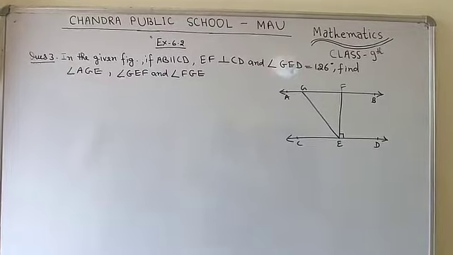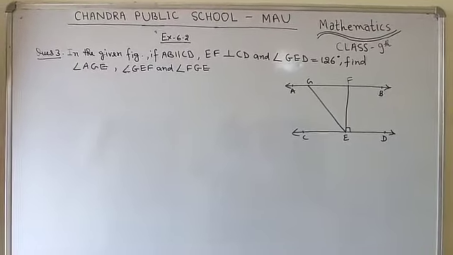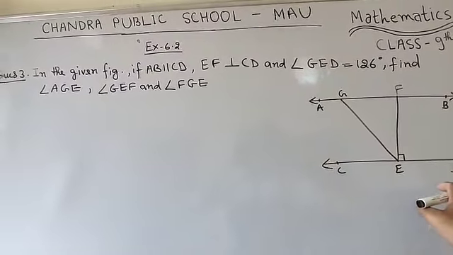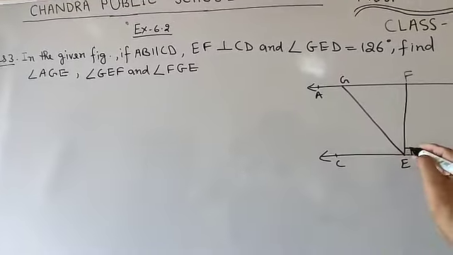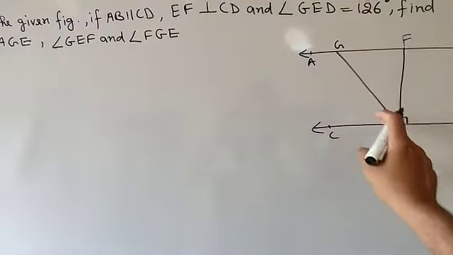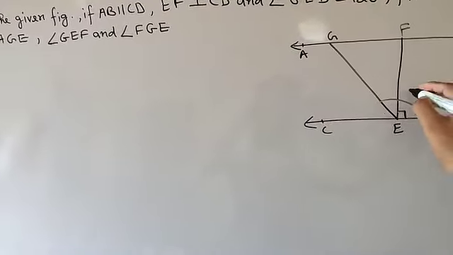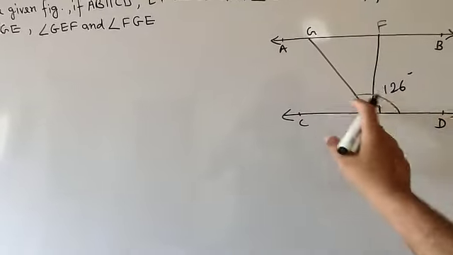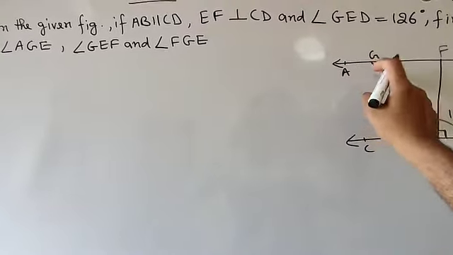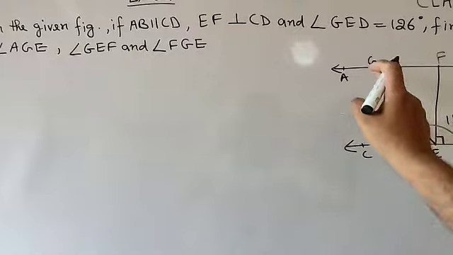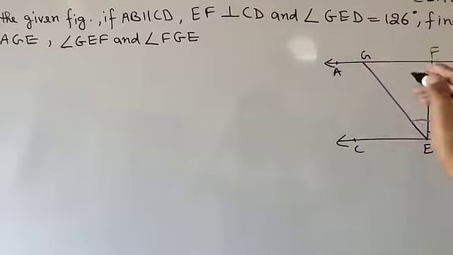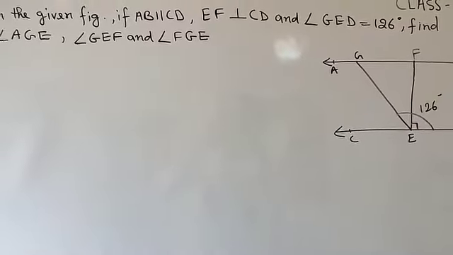Now students, here it is question number 3. In the given figure, if AB parallel to CD, EF perpendicular to CD, it means here this angle is 90 degrees. And angle GED, this angle, is equal to 126 degrees. Then you need to find angle AGE, angle GEF, and angle FGE.